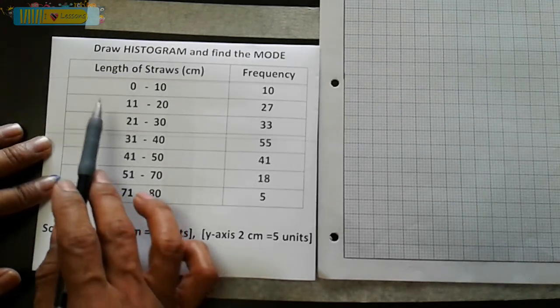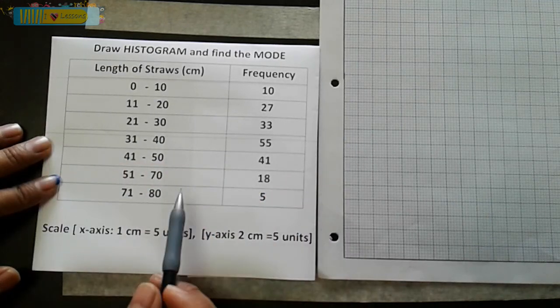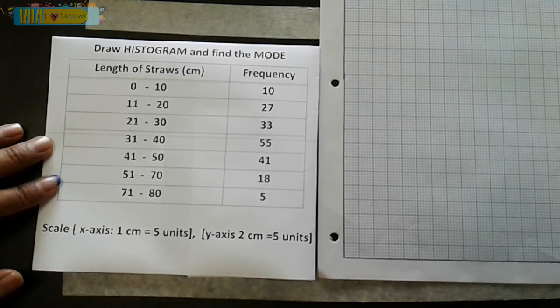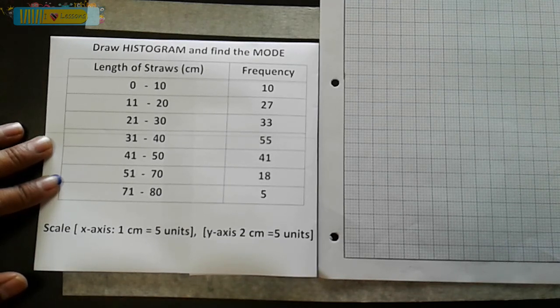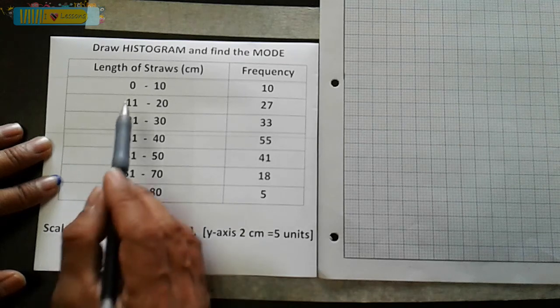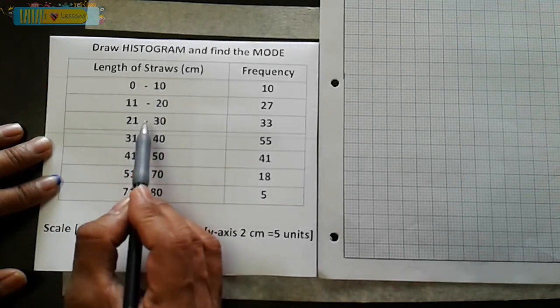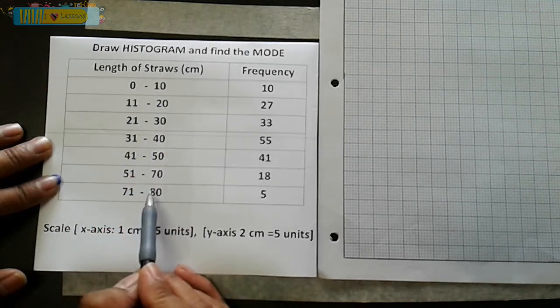So here we have a chart, a table, and for some reason we're given the task of measuring the length of straws. I guess we're working in a straw factory, and I just want to show you how to interpret the table here. First of all, these things in the middle here are not minus signs.